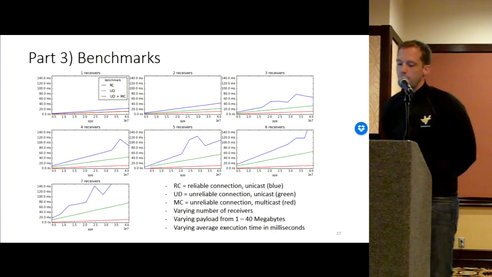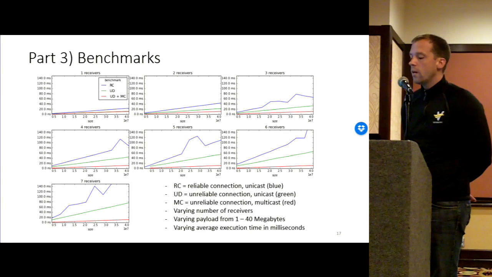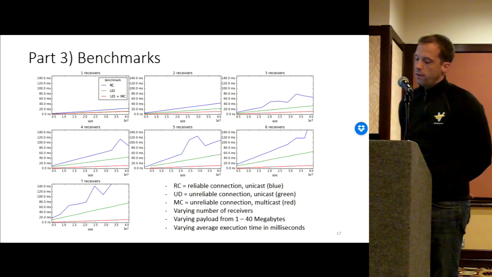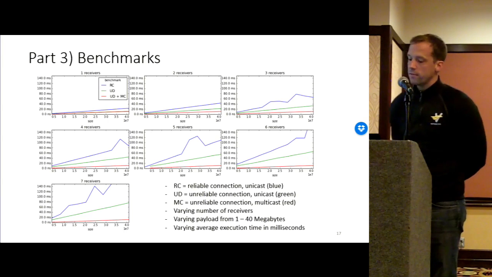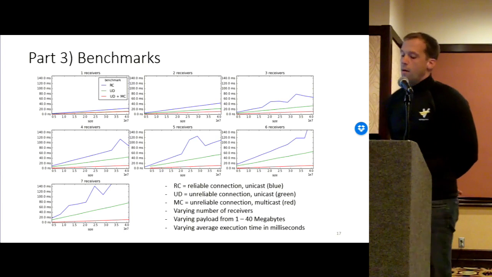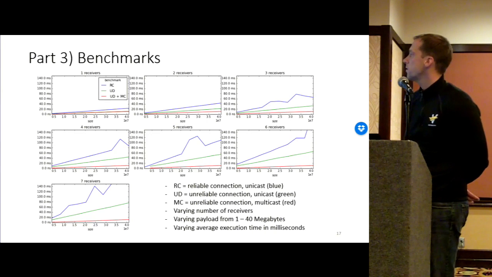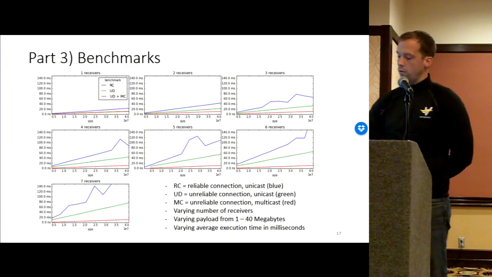We also varied the size of the payload that has been distributed for the multicast operation between 1 to 240 megabytes. And the main takeaway here is that even with a growing number of receivers and even with a growing payload, the multicast approach scales linearly in a very nice manner. I mean, all scale linearly, but the reliable connection approach, so the series of unicasts, as well as the unreliable one, performs significantly worse during the execution.